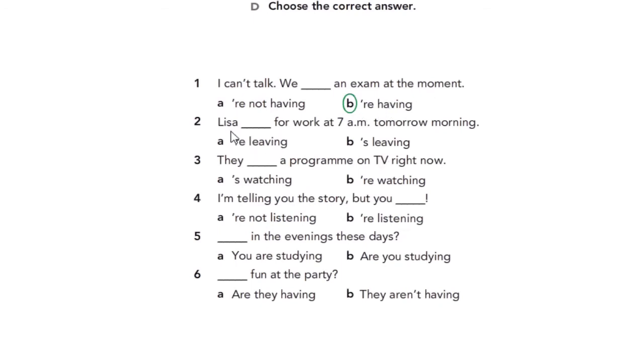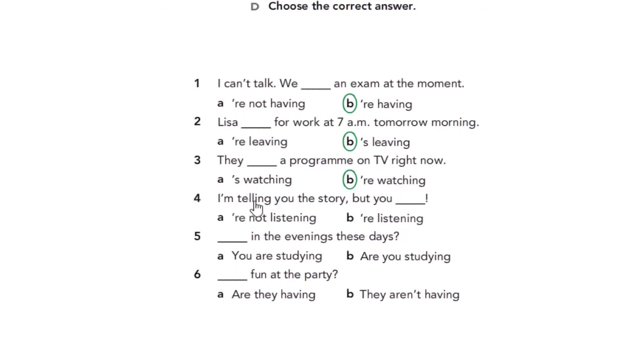2: Lisa blank for work at 7 a.m. tomorrow morning. Lisa are leaving, or Lisa is leaving for work at 7 a.m. tomorrow morning. Excellent. Lisa is leaving for work at 7 a.m. tomorrow morning. 3: They is watching a program on TV right now. They are watching a program on TV right now.